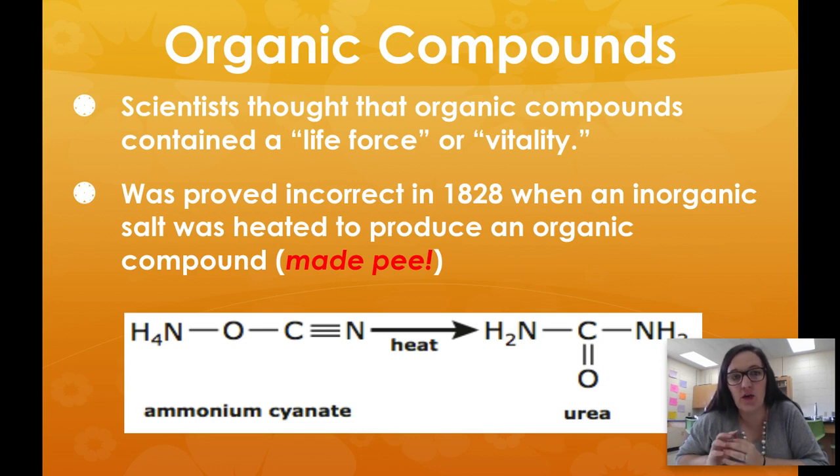They took an inorganic salt, ammonium cyanide. They took that and they took it through a process where they heated it up and they actually produced an organic compound, urea, which is found in our urine. So they could see that in order to be organic, it didn't necessarily have to come from a living thing. It just had to get to the point where it was only including those compounds that are classified as organic.